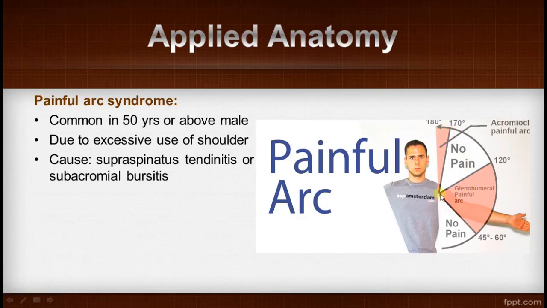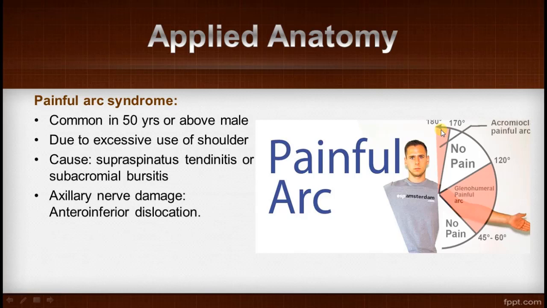Then when the tendon is going to impinge over the acromion, between the last stages of the overhead abduction, he will be feeling the pain. This is actually called the painful arc syndrome. Then the axillary nerve might get damaged during the anteroinferior dislocation.